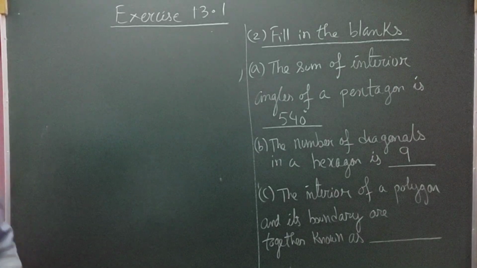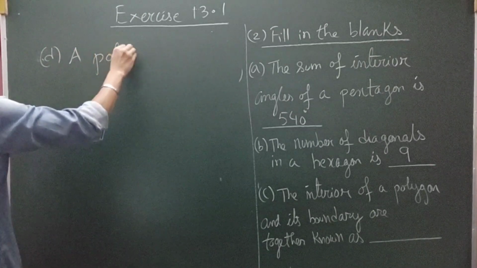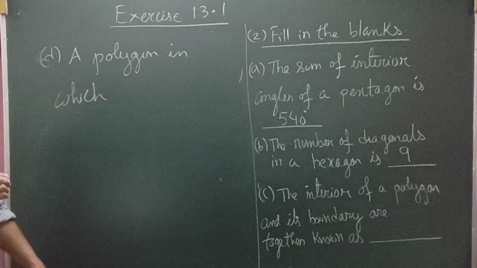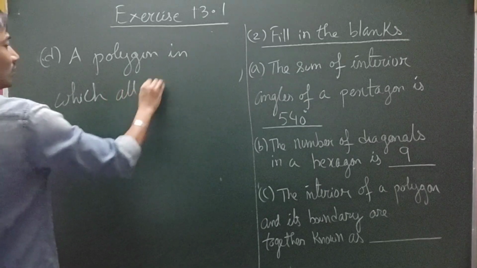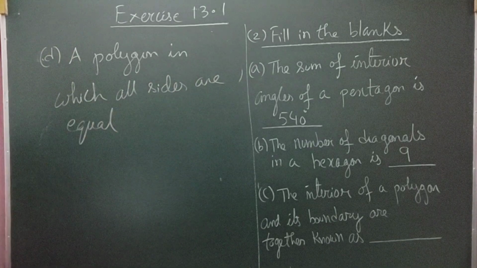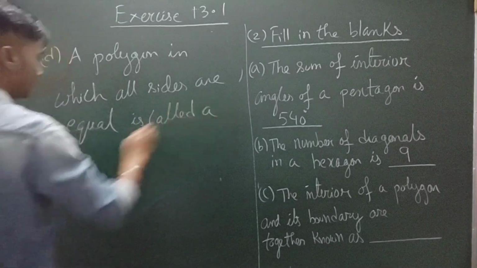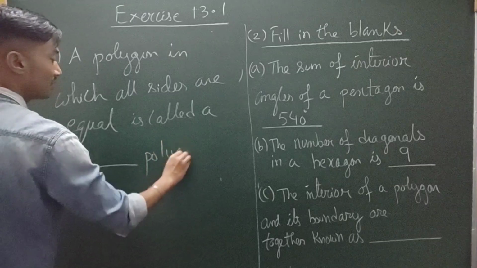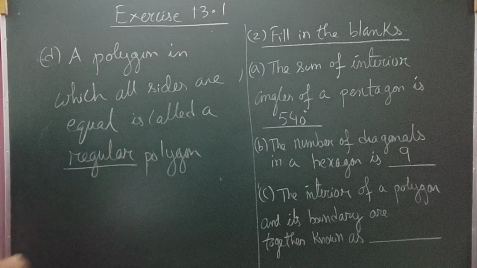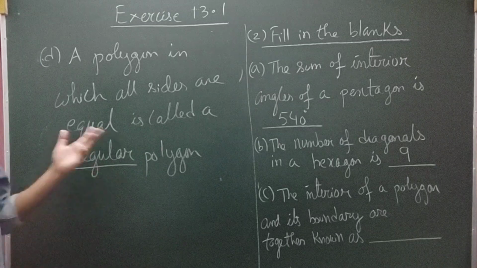Another one that we have here is a polygon. Number D. Very easy one. A polygon in which, these are very interesting questions. A polygon in which all sides are equal is called a what? What do we call that? In which all sides are equal? Regular, na? Regular polygon. When the sides are not equal, we call it irregular polygon. We already studied, and this one we call a regular polygon.